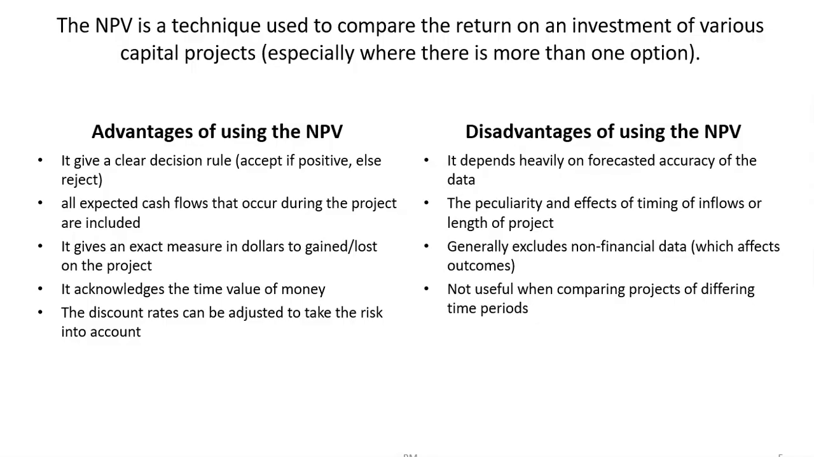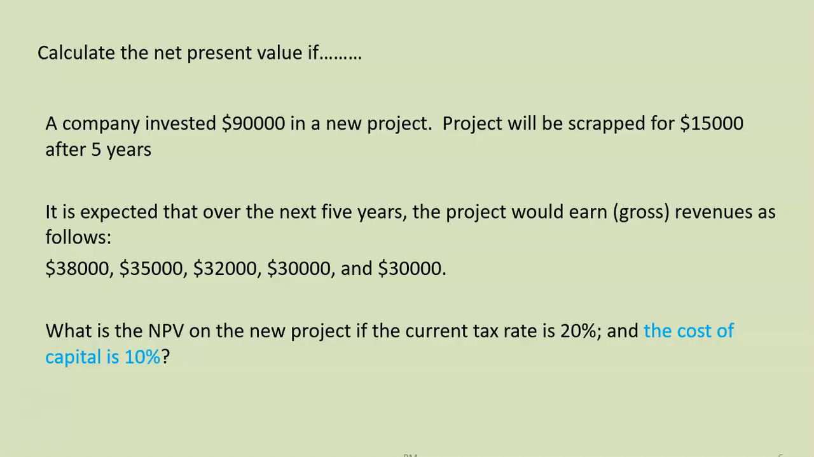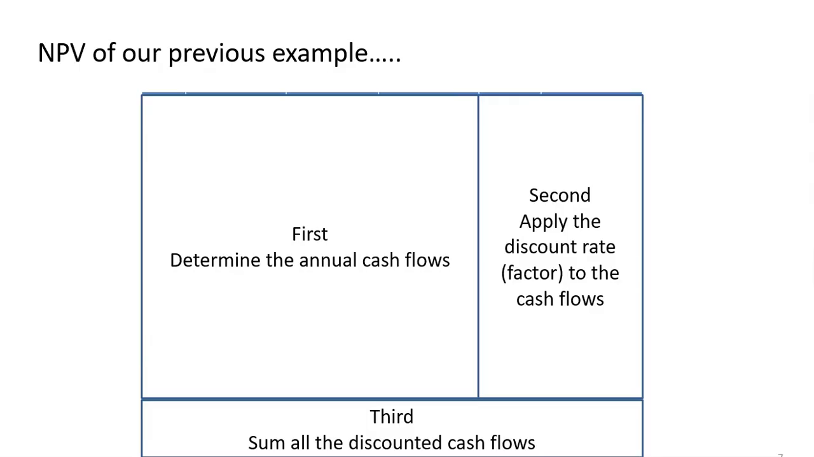All right. So let's test out what we just looked at and see how it works. We have this project that costs $90,000. It can be scrapped for $15,000 after 5 years. And so we have the expected inflows here, 38, 35, 32, all the way down. There's a tax on these inflows, however, of 20%, and the cost of capital is going to be 10%. So all we've got to do is just plug in, right? Because remember, it's that easy.